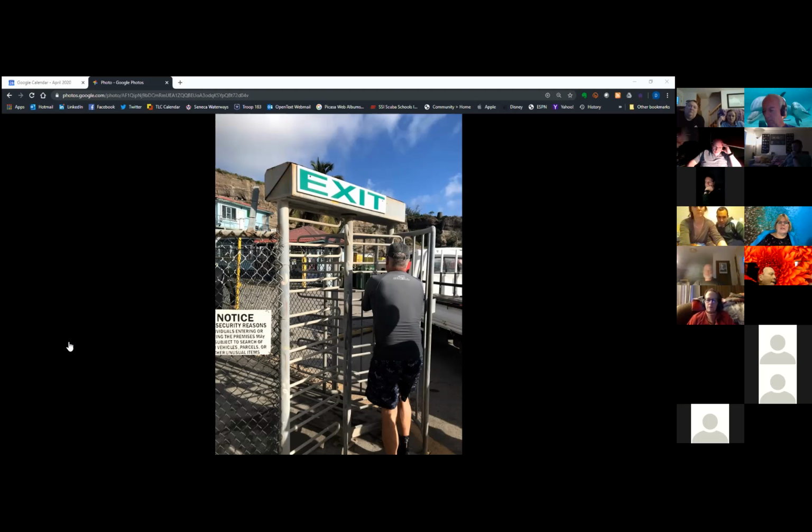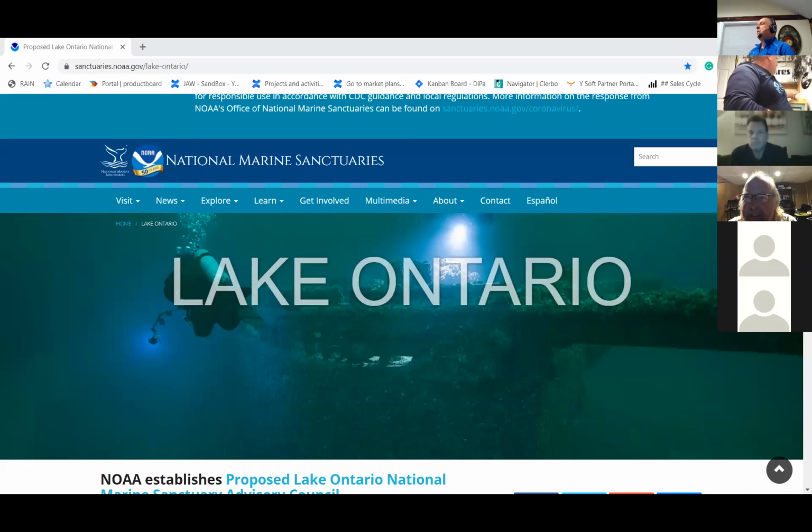Cool. Hey, I'm gonna make a little plug for something I'm working on. I'm gonna start sharing. I was able to pull it up. So you may or may not know that NOAA, National Oceanographic and Atmospheric Administration, has proposed a Lake Ontario National Marine Sanctuary.